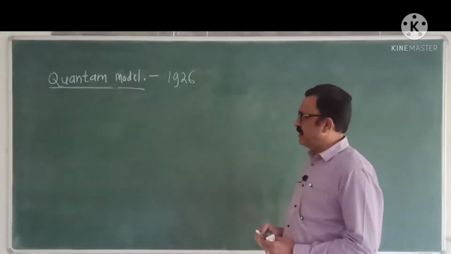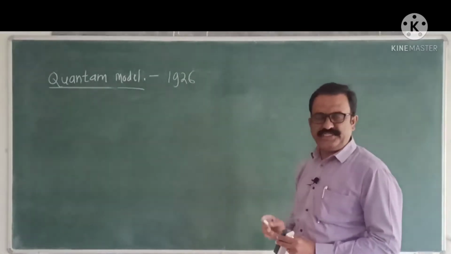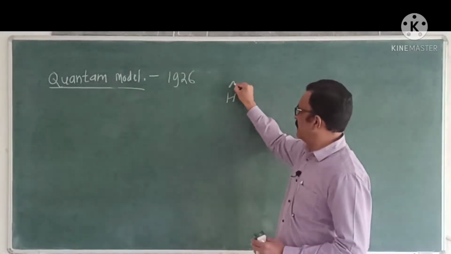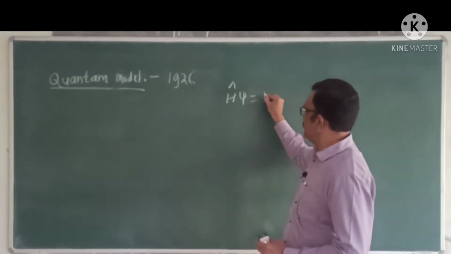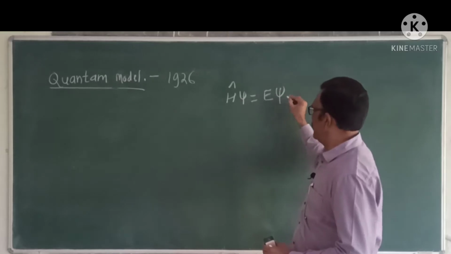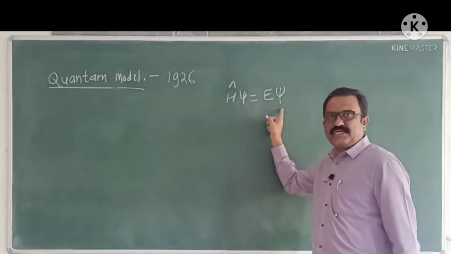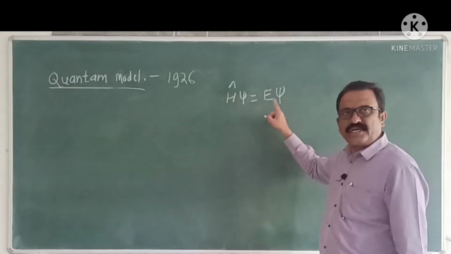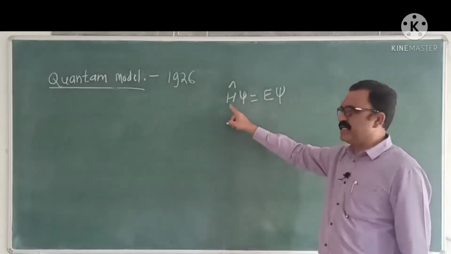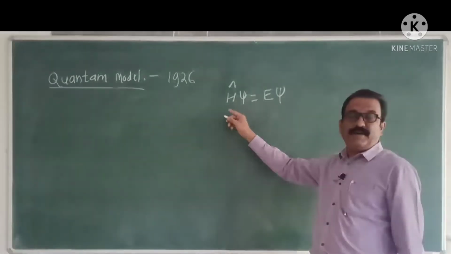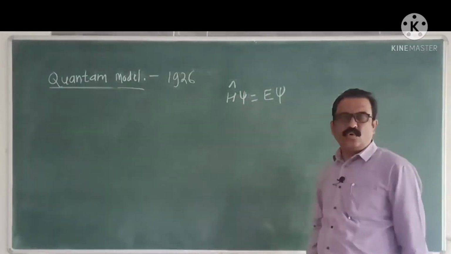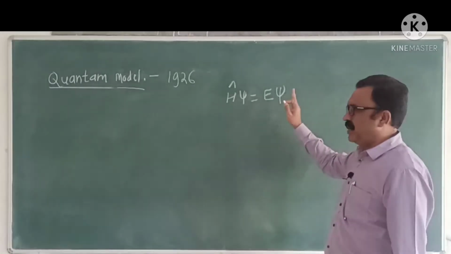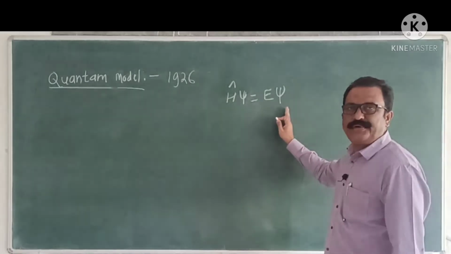mechanics. Schrödinger gives an equation H psi is equal to E psi, where psi is a wave function, E is the total energy of the electron, and H is a mathematical operator known as the Hamiltonian. This is the Schrödinger wave equation.